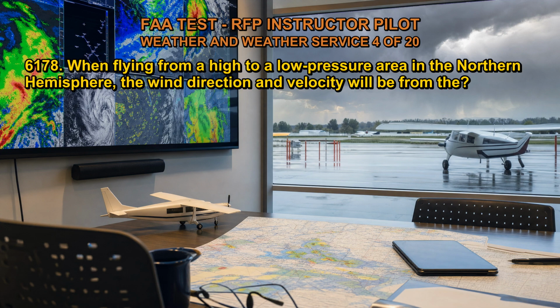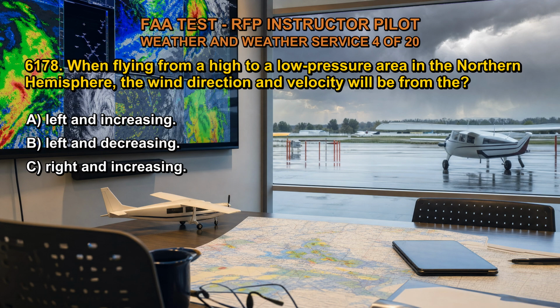6178. When flying from a high to a low-pressure area in the Northern Hemisphere, the wind direction and velocity will be from the: A. Left and increasing. B. Left and decreasing. C. Right and increasing.